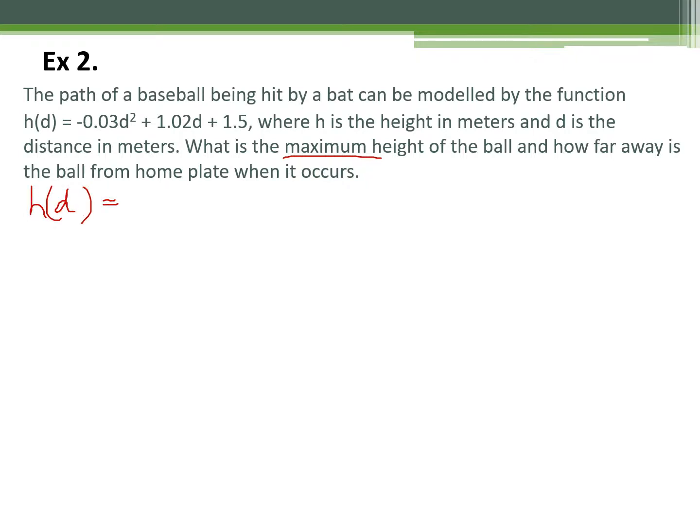So we have our function notation. h of d, meaning height is a function of distance. Common factor out the negative 0.03 from just the first two terms. Leaves you with d squared minus 34d. Cut that in half, 17. 17 squared, 289. So plus 289 minus 289. And then we have our plus 1.5 on the back end.